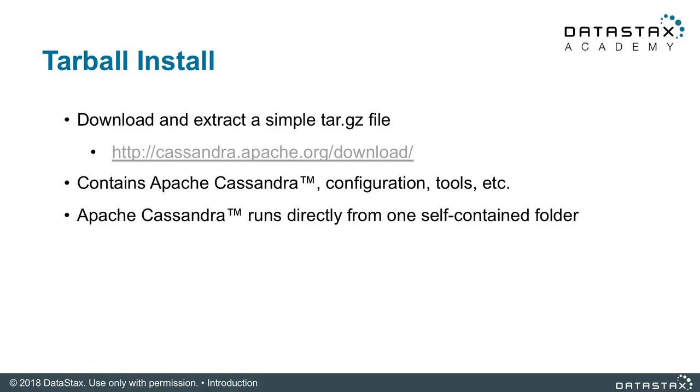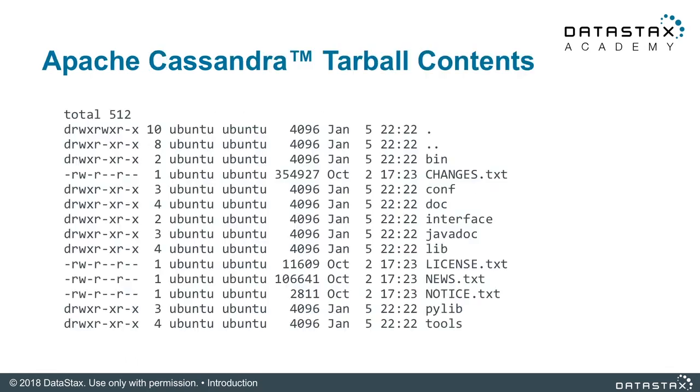In this course, we will choose the simplest route of install, which is to extract a tarball and run Apache Cassandra directly from the target directory. The tarball contains everything you need to run Apache Cassandra, including configuration, tools, and documentation. Here's an idea of what you'll see when you first unzip the tarball. Don't worry if this looks new to you. We'll go over the fundamentals throughout the course.